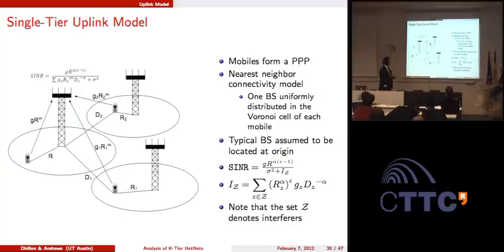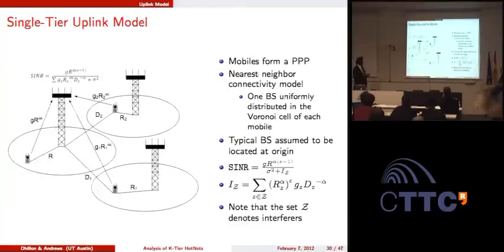And that can be easily seen in this SINR expression. In the numerator, you have this term, which is R to the power alpha epsilon minus 1. Epsilon equal to 1 means complete power control, and epsilon equal to 0 means no power control. So that's pretty much what you need to keep in mind.